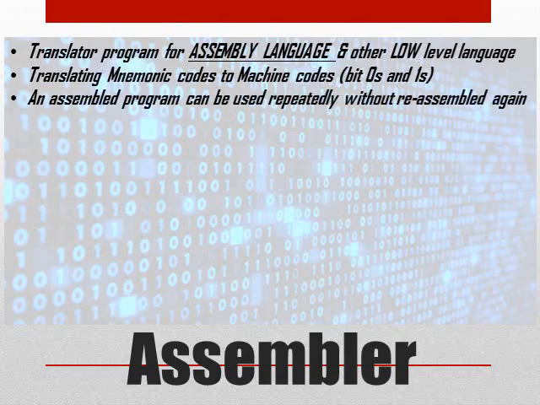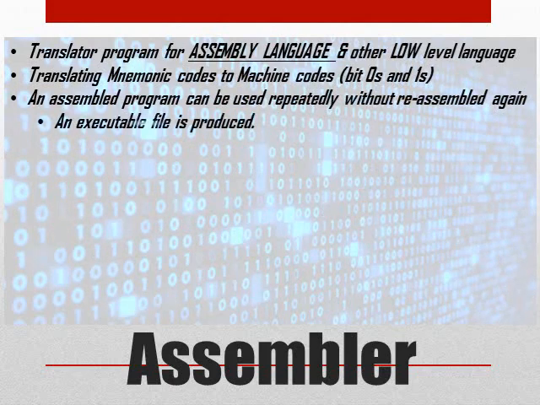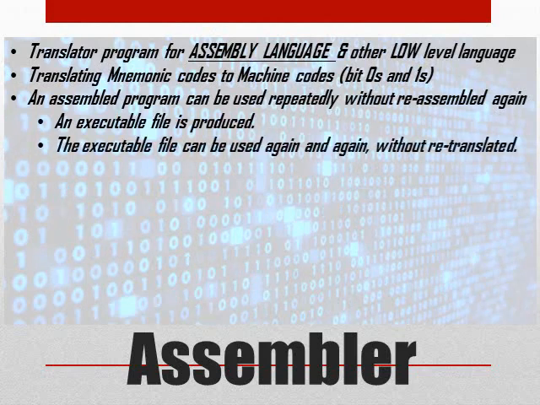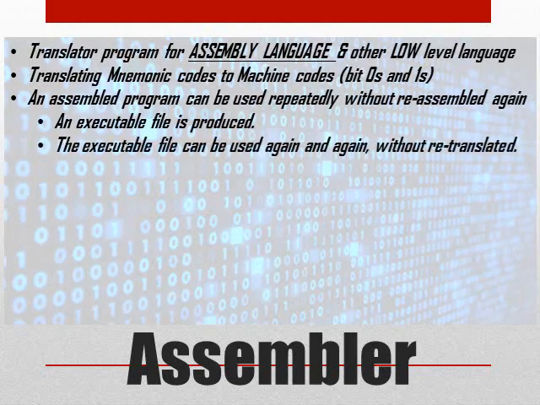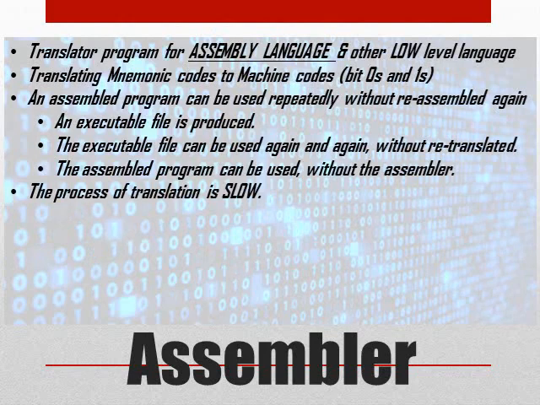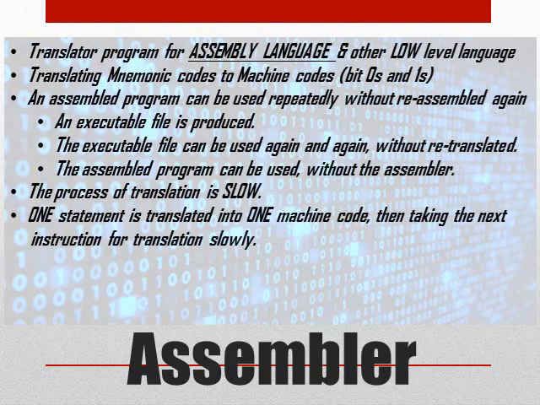An assembled program can be used repeatedly without being reassembled again. An executable file is produced. The executable file can be used again and again, without being retranslated. The assembled program can be used without the assembler. The process of translation is slow. The reason is, one statement is translated into one machine code. Then it takes the next instruction for translation, slowly. It is most suitable for small size programs.